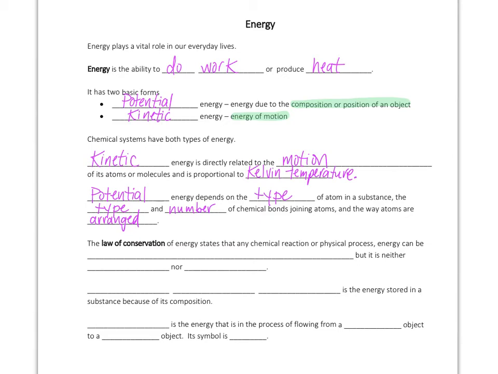Just like we have the law of conservation of mass, we also have a law of conservation of energy, which states that in any chemical reaction or physical process, energy can be transferred from one form to another but it cannot be created or destroyed. Just like mass cannot be created nor destroyed.